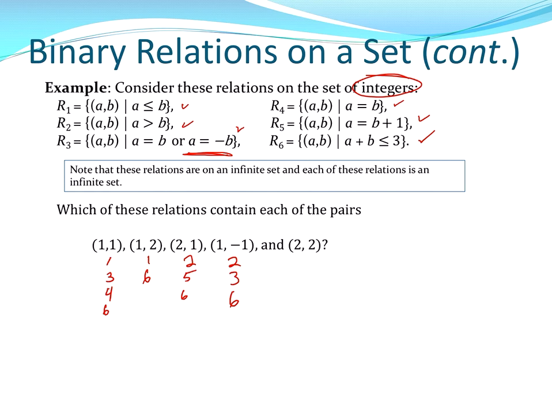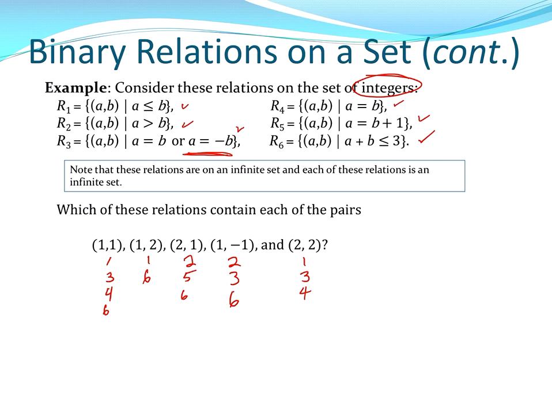All right, and finally (2, 2). 2 is less than or equal to 2, so it's in 1. 2 is not strictly greater than 2, so it's not in 2. It's in 3 because of equality. It's in 4 because of equality. It's not in 5, and it's not in 6 because 2 plus 2 is not less than or equal to 3.